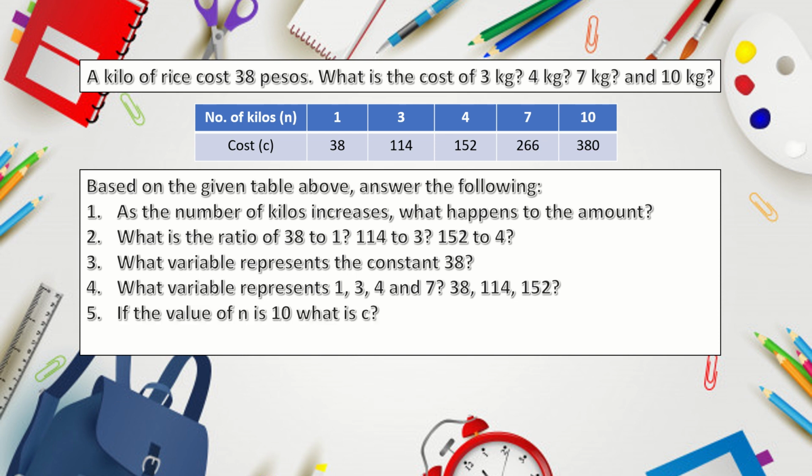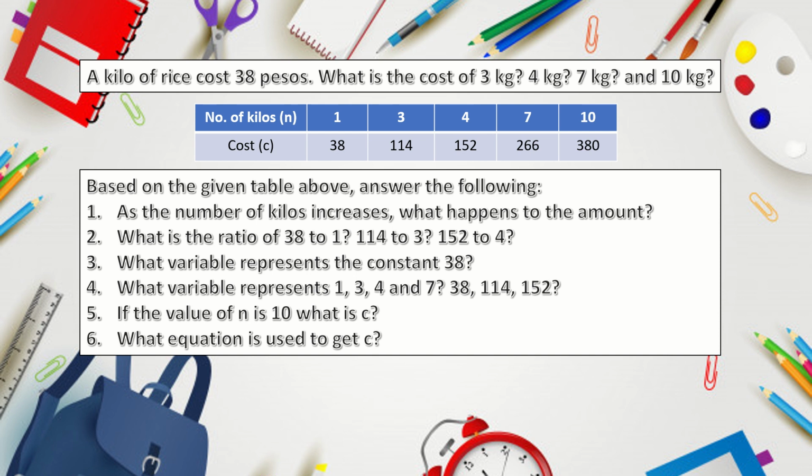If the value of N is 10, what is C? Okay, that is 380 pesos. So if we buy 10 kilos of rice, we will have 380 pesos to pay.